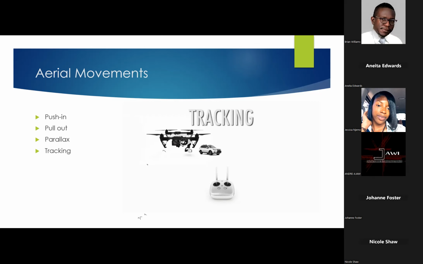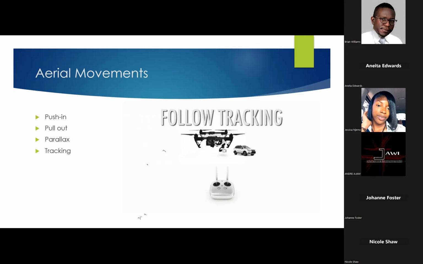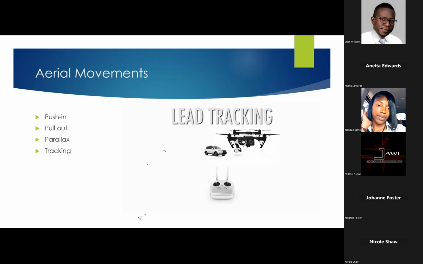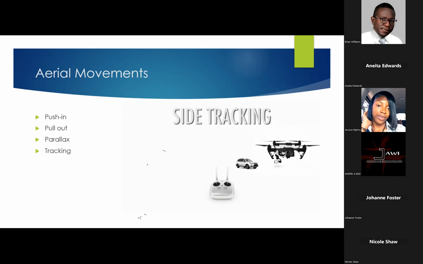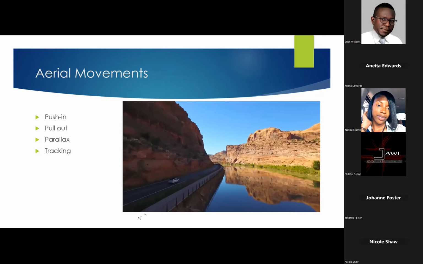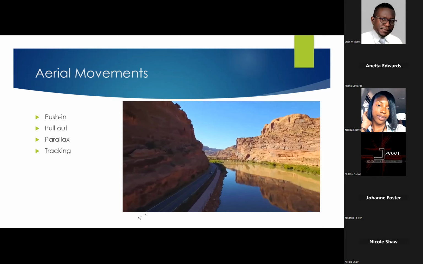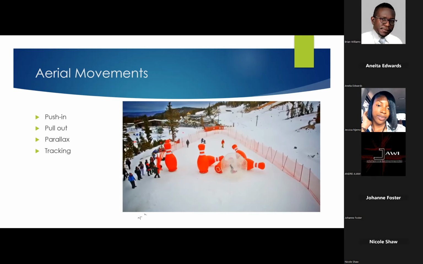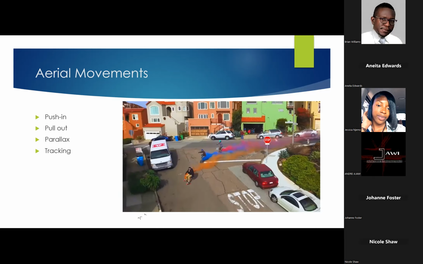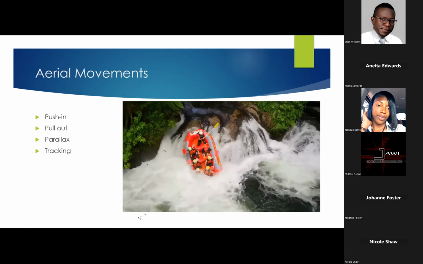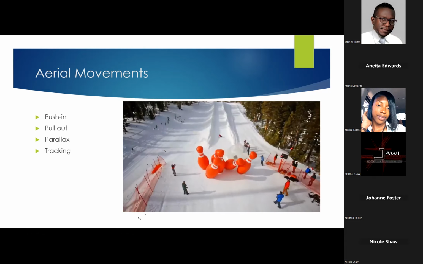This is when you have a subject in frame and you can either choose to follow track by getting behind, lead track by getting in front, or side track by getting on the side. So here's a few examples of follow tracking subjects where we stay slightly behind so you can see everything in front of them. And here's some examples of lead tracking where we stay in front of our subject and track them as they come towards us.